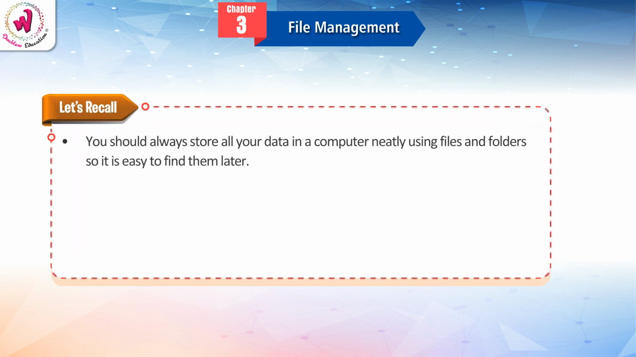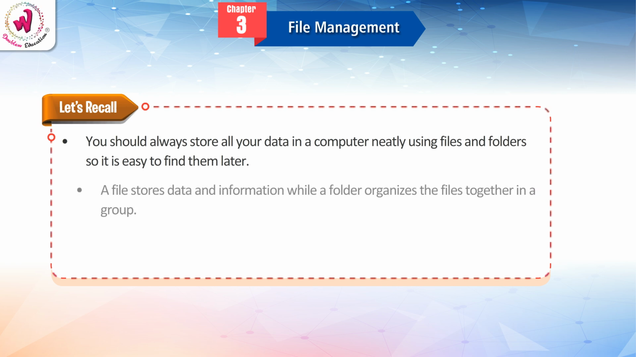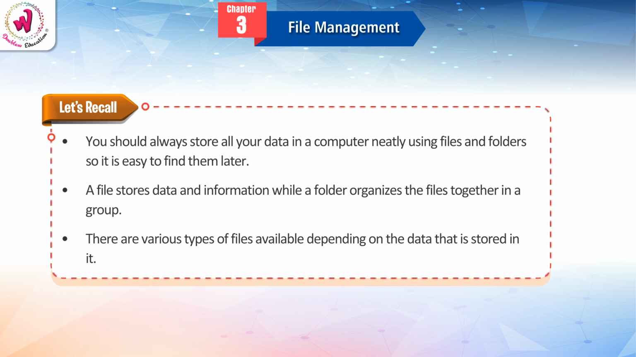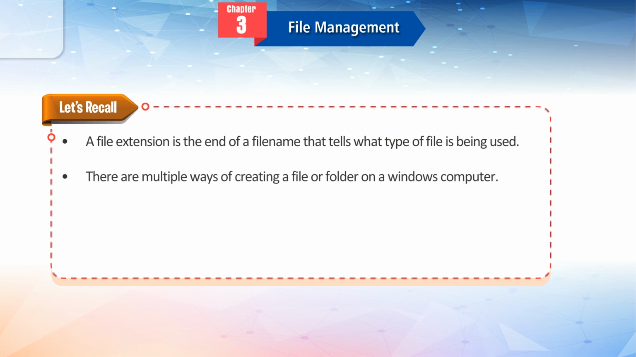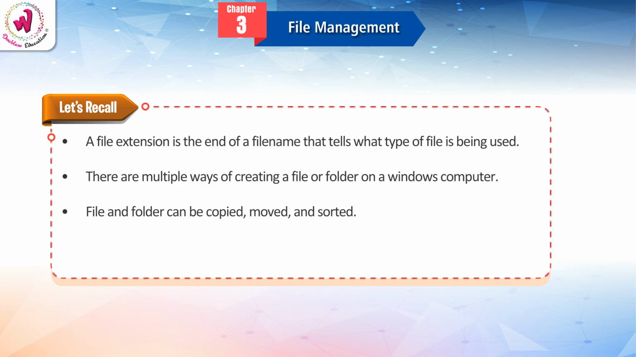Let's recall. You should always store all your data in a computer neatly using files and folders so it is easy to find them later. A file stores data and information while a folder organizes files together in a group. There are various types of files available depending on the data that is stored in it. A file extension is the end of a file name that tells what type of file is being used. There are multiple ways of creating a file or folder on a Windows computer. Files and folders can be copied, moved, and sorted.